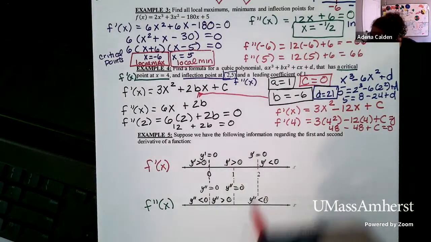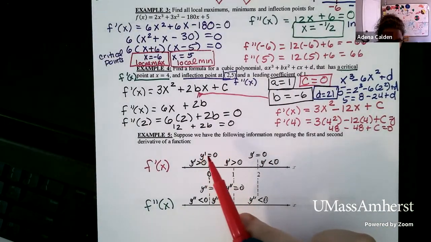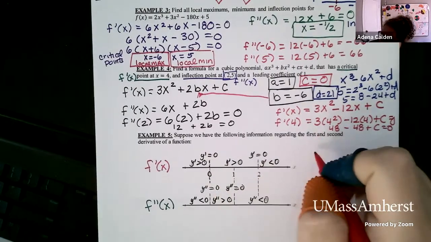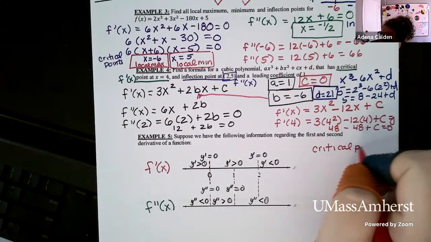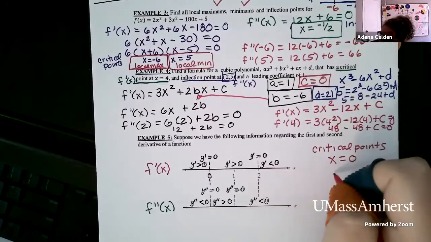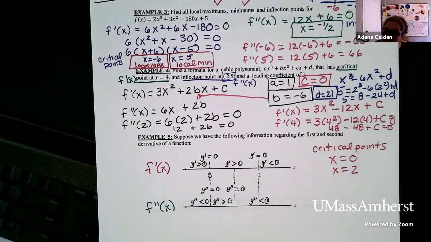So what do we know here? The first thing I would notice is that the first derivative is 0 at 0 and at 2. So that tells me I have critical points at x equals 0 and x equals 2. So that means I should pay attention to what's happening around those points.